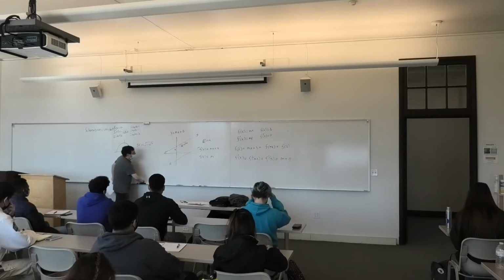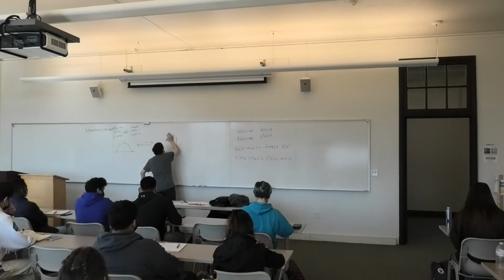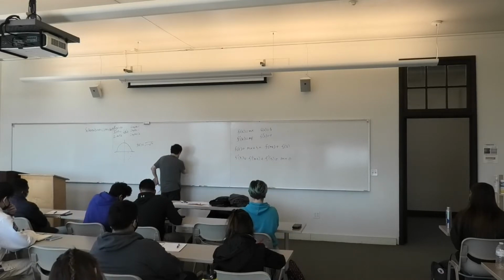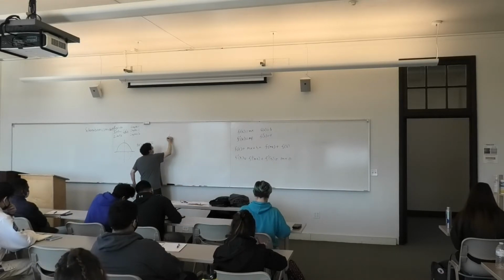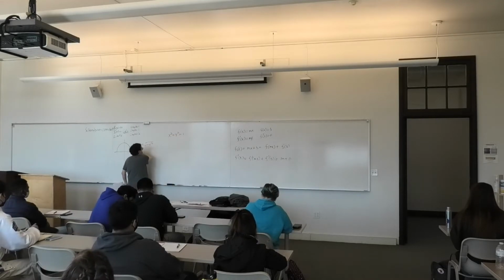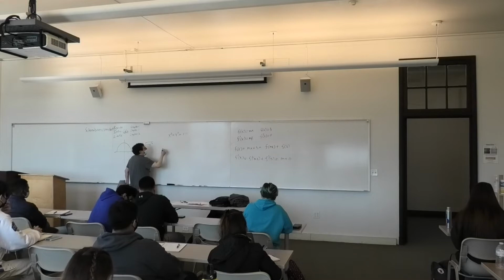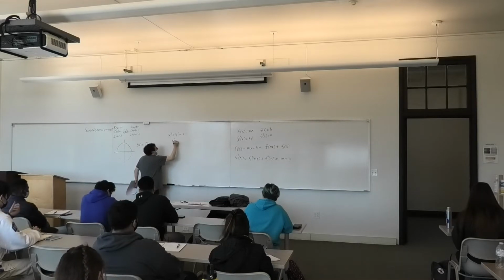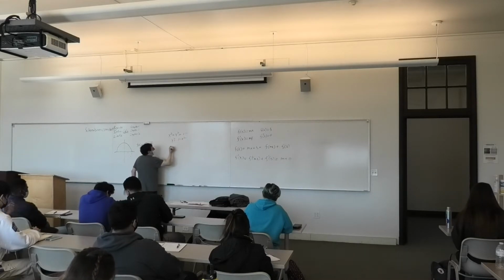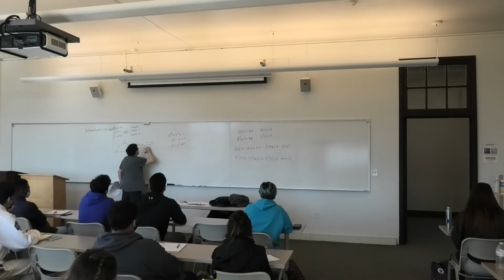Just in case you're not familiar with where I got that, the equation of a circle with radius 1 is x squared plus y squared equals 1. If I solve for y, I get y squared equals 1 minus x squared. And if I find the square root, y equals the square root of 1 minus x squared. So that's where this comes from.